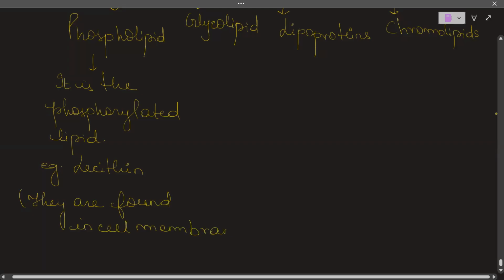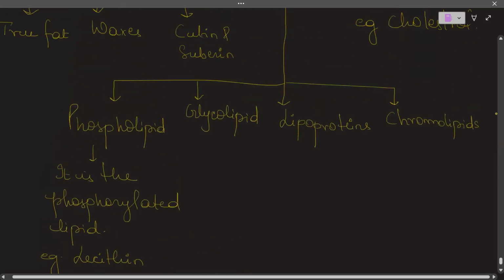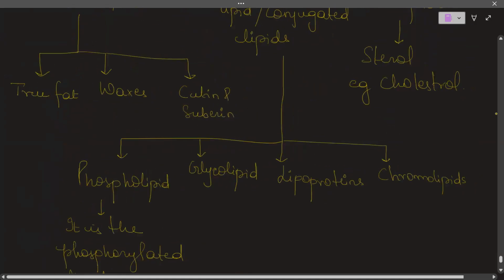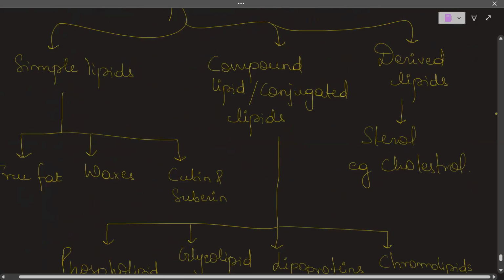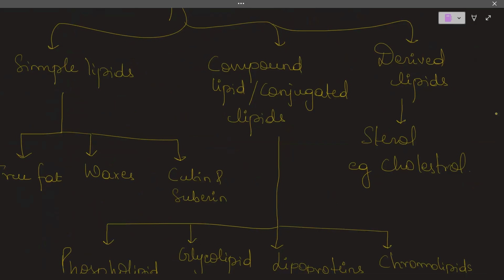So this was about the various kinds of lipids. The other ones are not given in such depth in your syllabus, so we will not be discussing each one in great depth. But for now, you should know all of these things. Any doubts up until now, students?